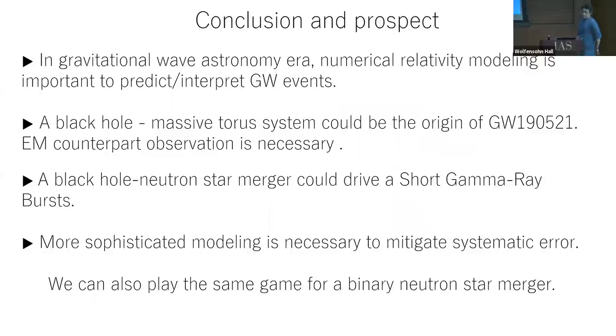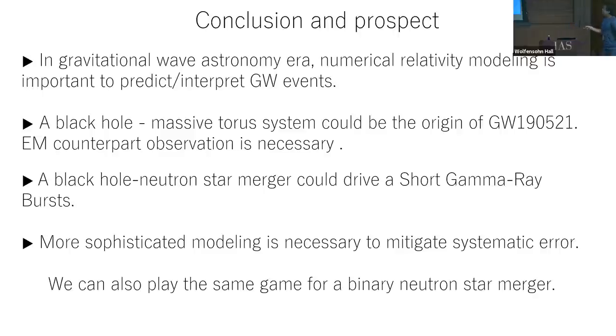Okay, then let me summarize my talk. In the gravitational wave astronomy era, numerical relativity modeling is important to predict or interpret gravitational wave events. As an example, we demonstrate that a black hole massive torus system could be the origin of GW190521. This is a demonstration for the interpretation of gravitational wave events. And we realize the electromagnetic counterpart observation is necessary to distinguish the two scenarios.